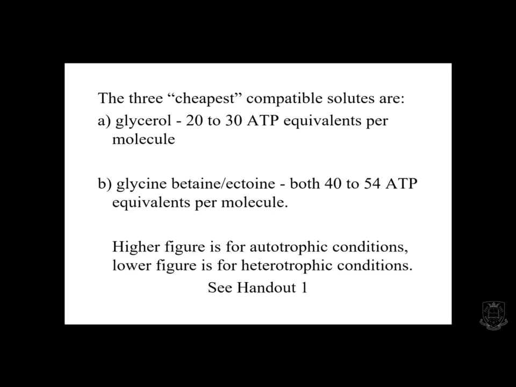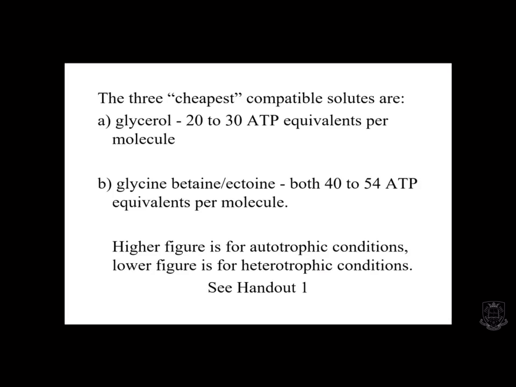Okay, if you look back to handout 1 again, then we can see now why we've picked out the top 3, glycerol, glycine betaine and ectoine, because they are the cheapest compatible solutes in terms of ATP, so we now know that's why they are the ones that are the best. And the bottom figure in handout 1 just simply shows this, what I've actually put in writing on the sheet.